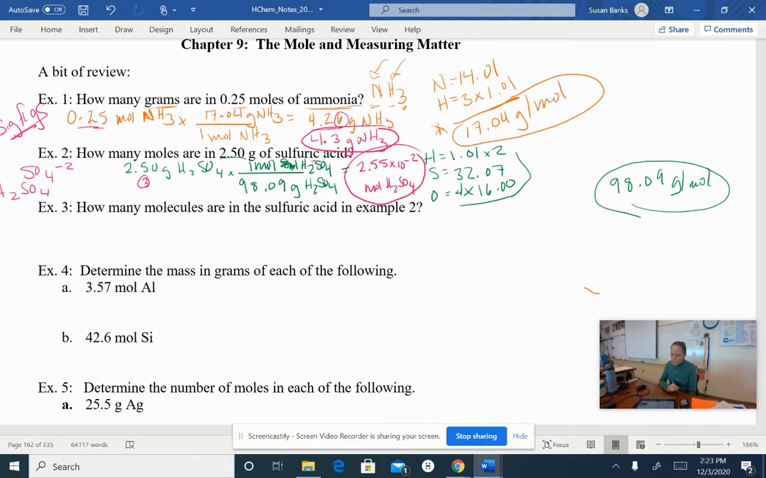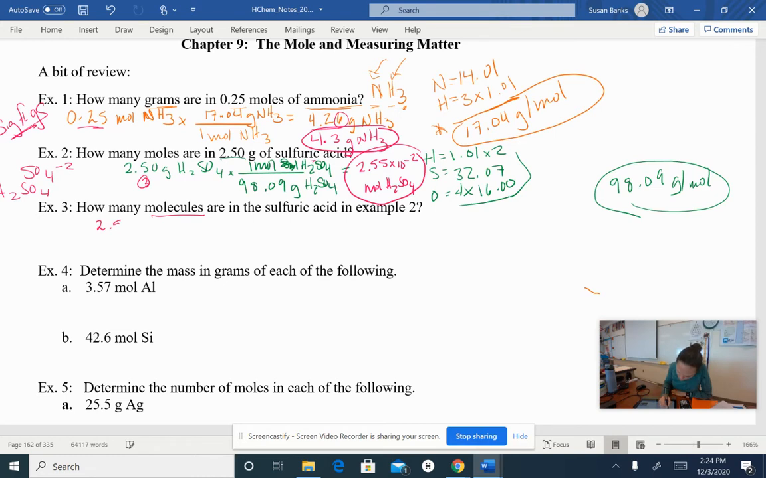Okay? Now, I want to know how many molecules. Do you remember how to go from moles to molecules? Do you remember a number called Avogadro's number? Do you remember that? 6.022 times 10 to the 23 molecules or atoms or ions are in 1 mole. So we have moles here. I'm going to do it right from the beginning so I don't have any rounding errors.